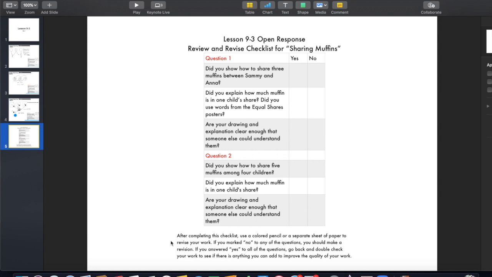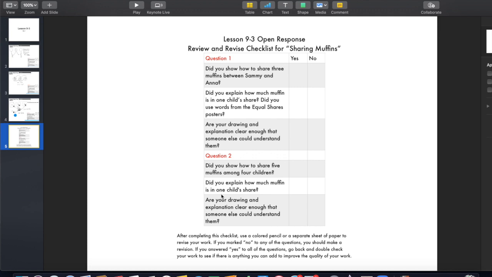After completing this checklist, use a colored pencil or a separate sheet of paper to revise your work. If you marked no to any of the questions, you should make a revision. If you answered yes to all the questions, go back and double check your work to see if there's anything you can add to improve the quality of your work. So take some time today, look over your work. You could always rewatch this video for some of the solutions and to look over the pictures. Complete the checklist. Make any revisions you can.